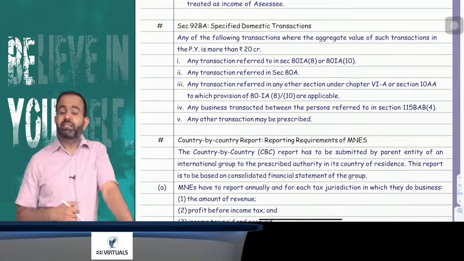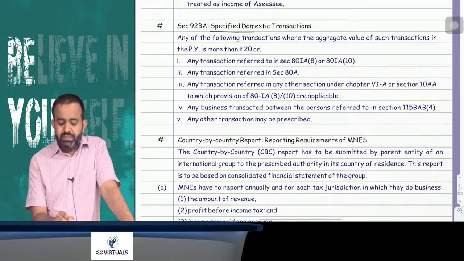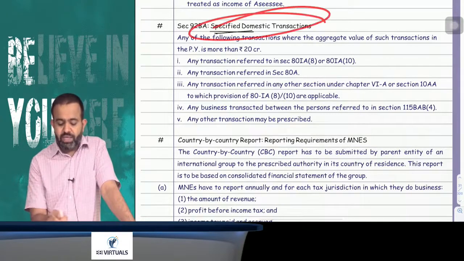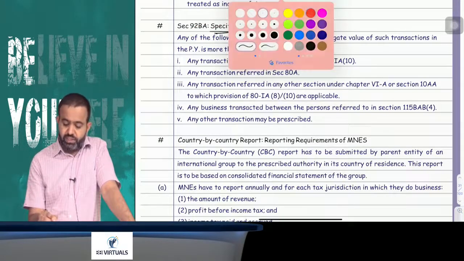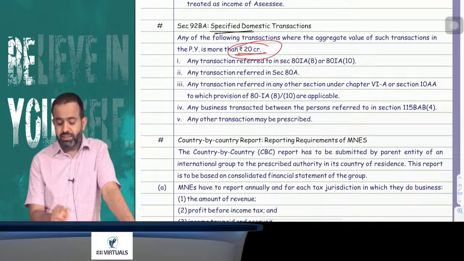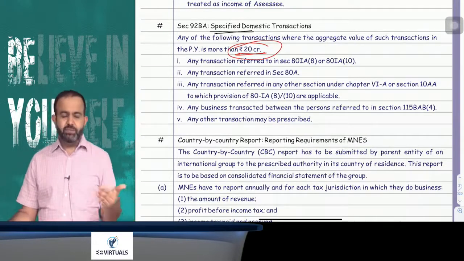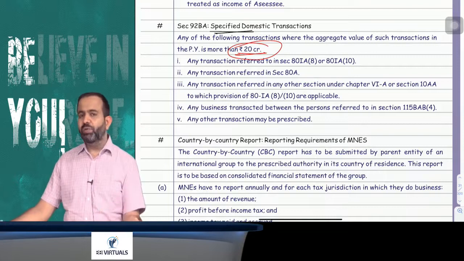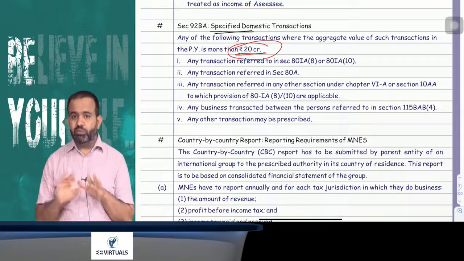Yes. Now the next part is section 92BA, that is specified domestic transaction. There are some domestic transactions also where transfer pricing is applicable. But you have to remember that in case of domestic transactions, transfer pricing is applicable only if that specified domestic transaction value is more than 20 crore. In that case only this provision is applicable. Otherwise transfer pricing is not applicable.